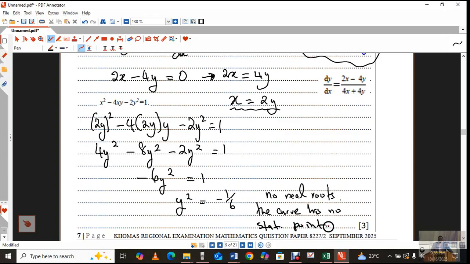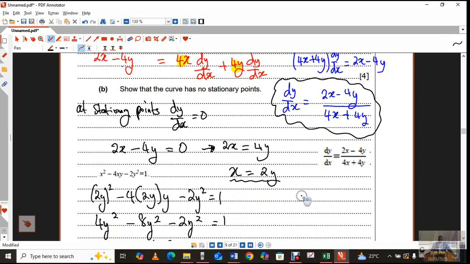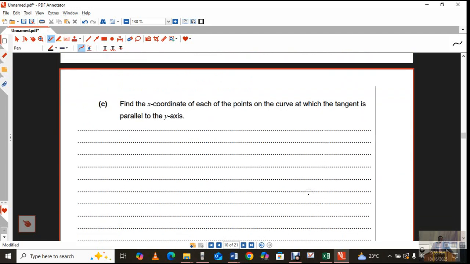There's no stationary point. That's how you will be doing that. All right, let's continue. Find the exact x coordinate of each of the points on the curve at which the tangent is parallel to the y-axis. Now, I want you to think of that for a moment. When the tangent is parallel to the y-axis, what type of line is that? Well, that is going to be a vertical line. And for vertical lines, their gradient is undefined.